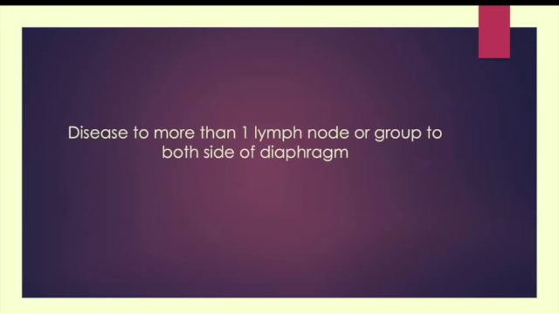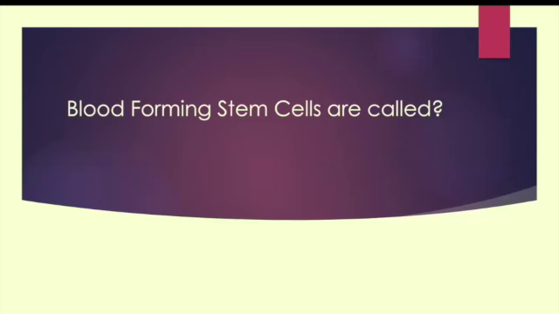So which stage is disease in more than one lymph node or group on both sides of the diaphragm? So it looks like this one has both sides of the diagram, so I would think that it would be 3? Stage 3, yep. So what are the blood-forming stem cells called? Oh, it's the hematopoietic.